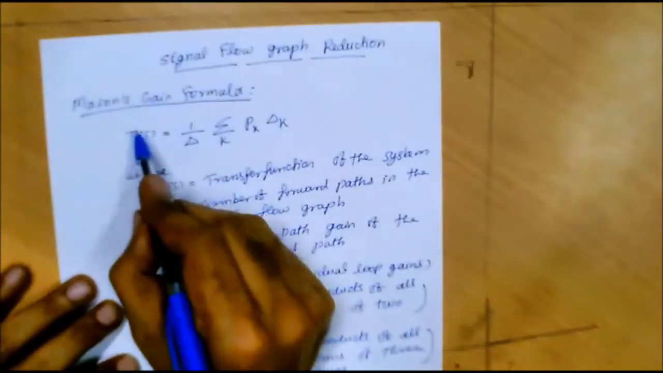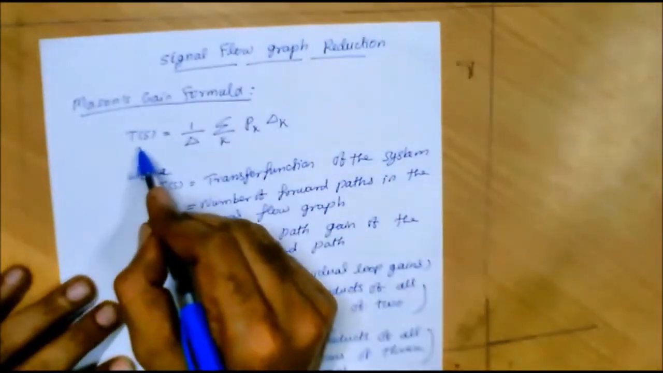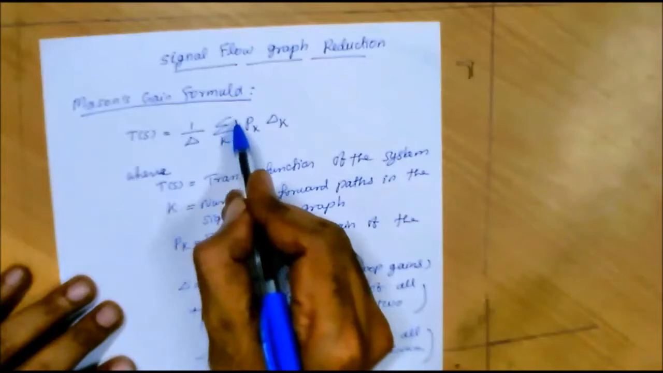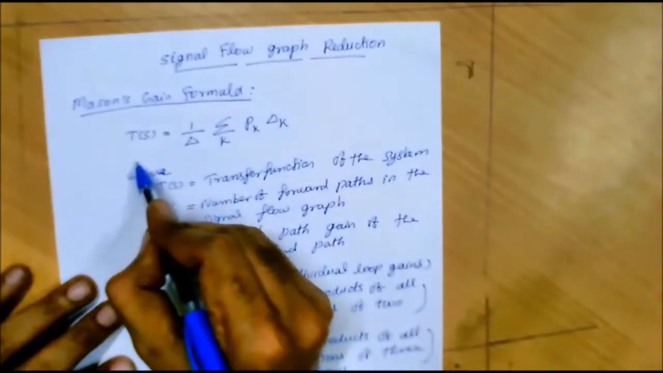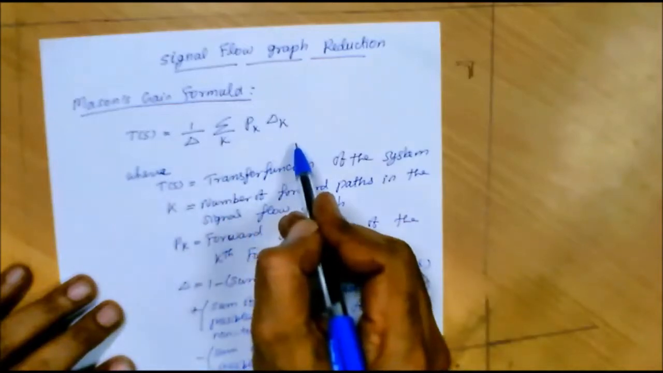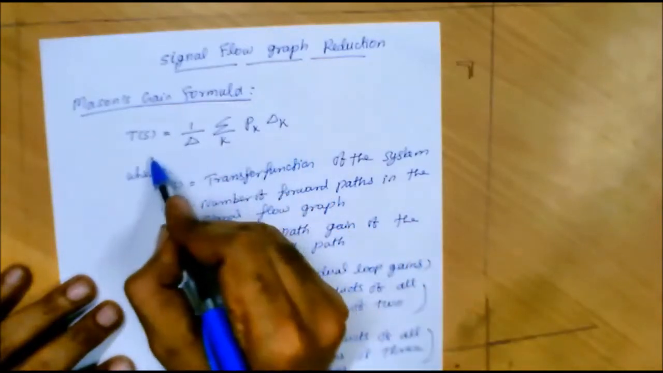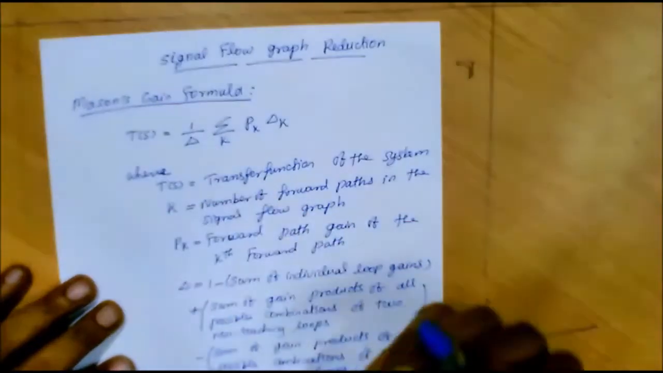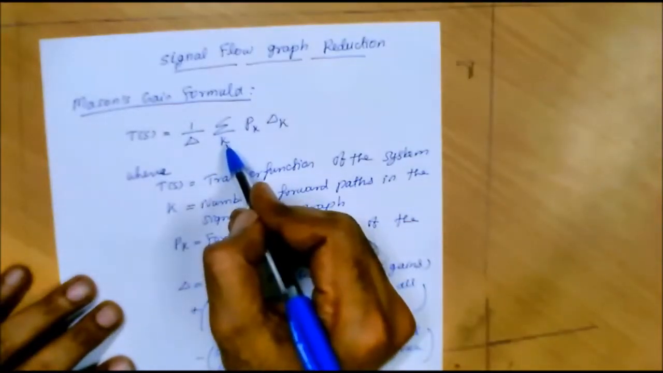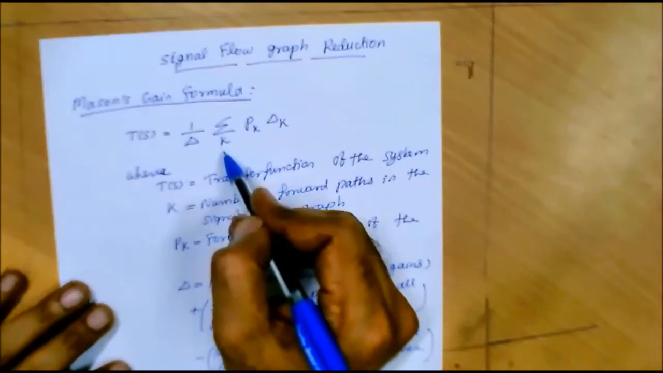So by applying this Mason's gain formula, T(s) equals 1/Δ times the summation over k of P_k Δ_k, we can find the overall transfer function or the overall gain of the system, where k represents the number of forward paths present in the signal flow graph.